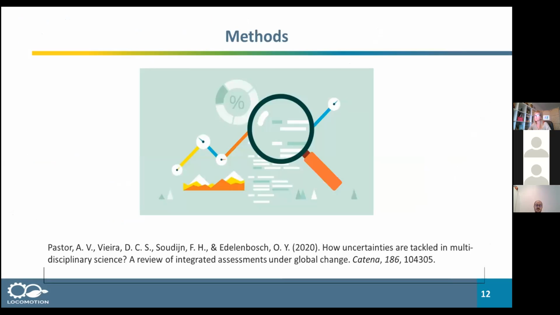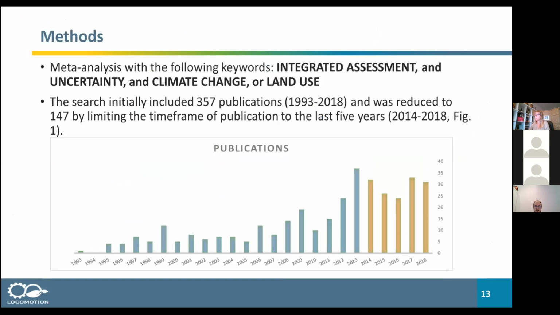Now, going to the study that we developed in 2019, where there was an update for 2020, where we looked, with my colleagues, at studies from 1993. We did a search in Scopus with integrated assessment, uncertainty, climate change, and land use. Papers started from 1993, the beginning of the integrated assessment models. We retrieved more than 300 papers, but we decided to concentrate on the last 5 years due to time and resource constraints, because we did this study on a voluntary basis and out of interest. So in the end, we had about 150 papers to review.